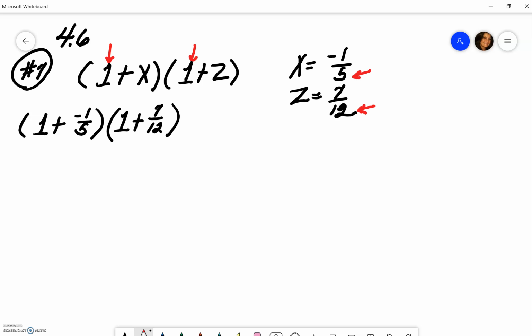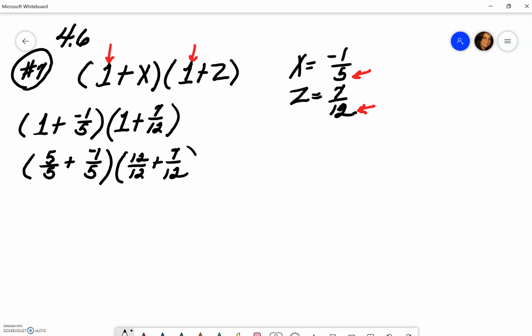So when I rewrite this, how about if I rewrite this one as 5 over 5, because that's the same exact thing as the whole number 1, and I'm going to add it to the negative 1/5. So we're creating like fractions. And the same with over here, 12 over 12 plus 7 over 12. So that way we have like fractions.